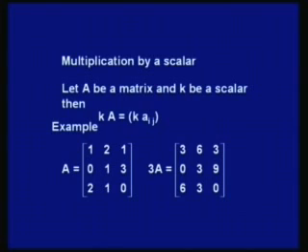Example: if I have a 3 by 3 matrix like this, then 3 times A is obtained by multiplying each element of this matrix A by 3. That is, 1 into 3 is 3, 2 into 3 is 6, 1 into 3 is 3. Similarly, 0 into 3 is 0, 1 into 3 is 3, 3 into 3 is 9, 2 into 3 is 6, 1 into 3 is 3, and 0 into 3 is 0. So 3A is this matrix obtained by multiplying A by the scalar 3.